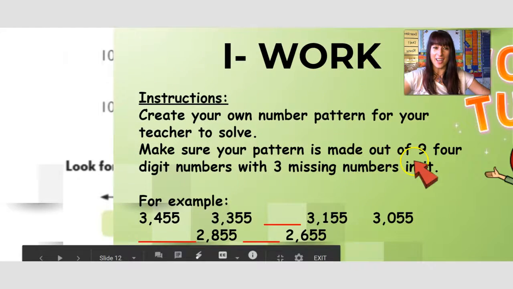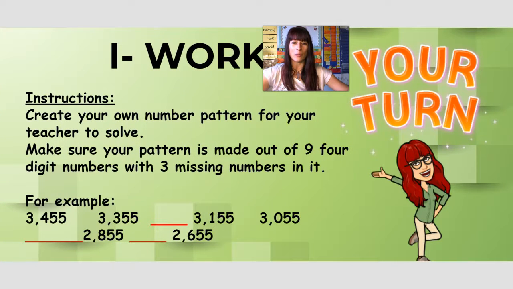Now you know what's coming next. It's your turn to complete your independent work. You need to create your own number pattern for your teacher to solve. Make sure that it's tricky and hard for us to solve. Make sure your pattern is made out of 9 4-digit numbers with 3 missing numbers in it. I have an example down here that you can guide yourself with and use to succeed in your independent work.